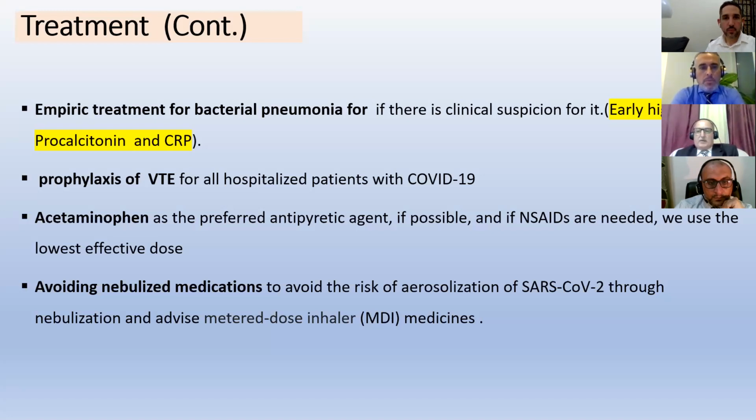For those who have moderate disease, it should be a prophylactic dose, and those who have critical and severe symptoms, and especially those who are on mechanical ventilation, whether invasive or non-invasive, should be on a therapeutic dose of low molecular weight heparin with a dose of 1 milligram per kg twice a day.